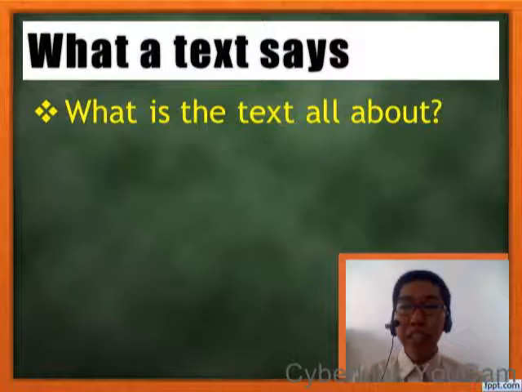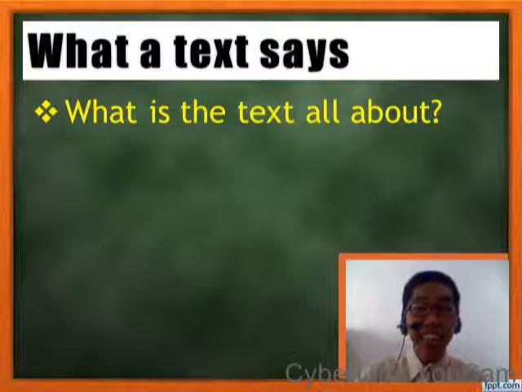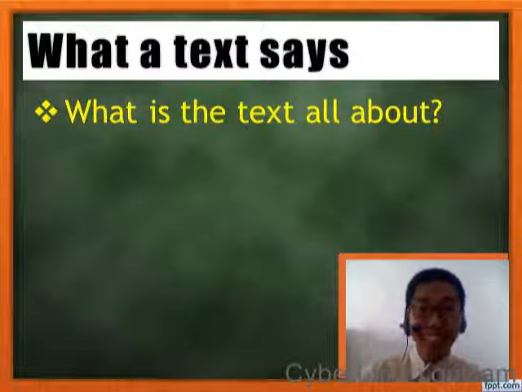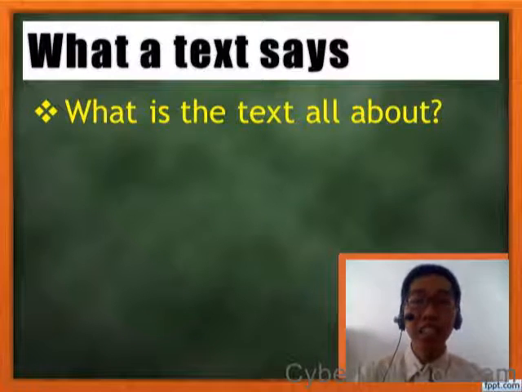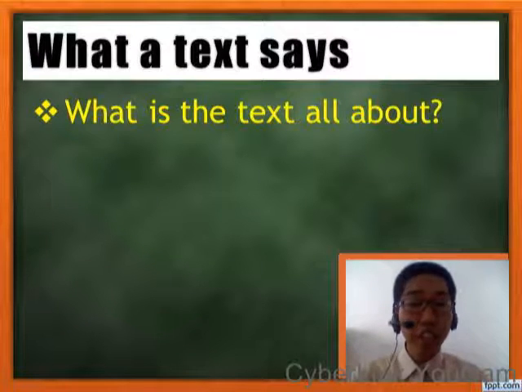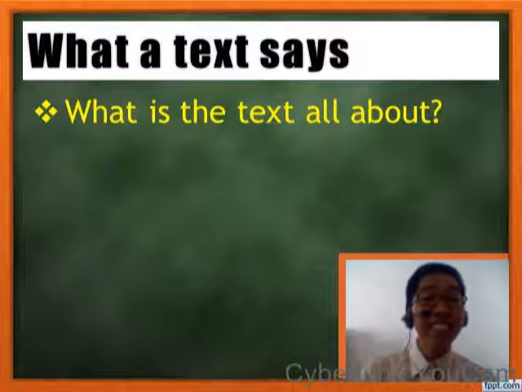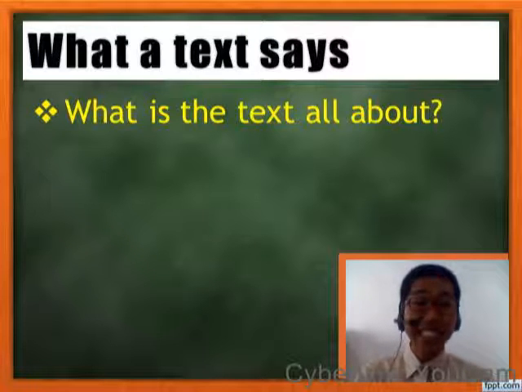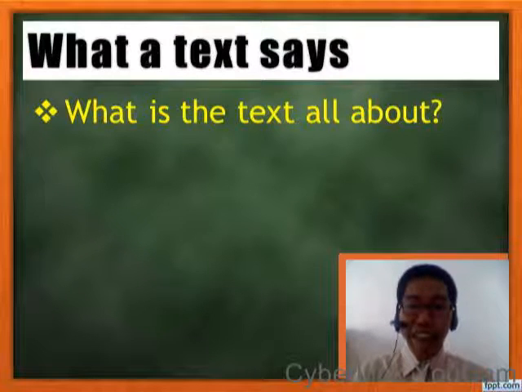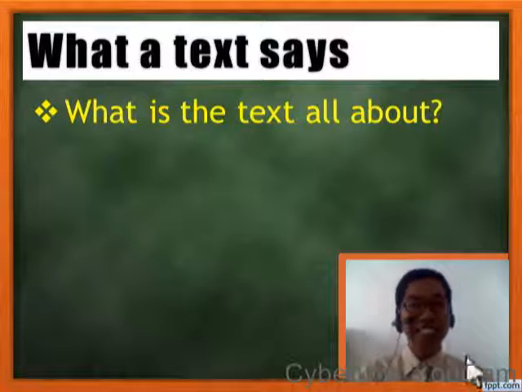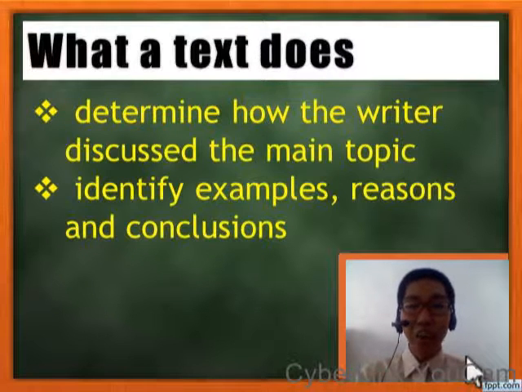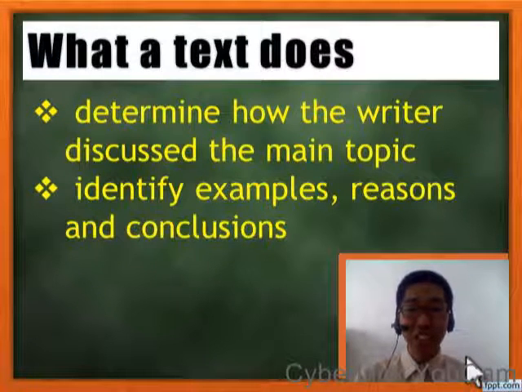Okay? So let's have the first step of text analysis. What a text says. What is a text telling us? The text talks about people who are opportunists. That's it. That's how you answer the question, what a text says. Now let's have the second one. Second is what a text does.